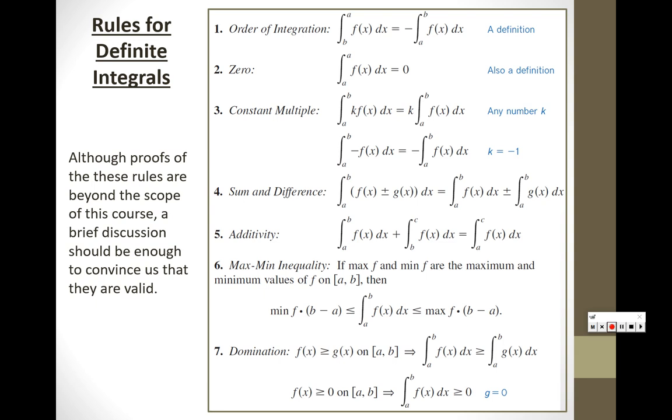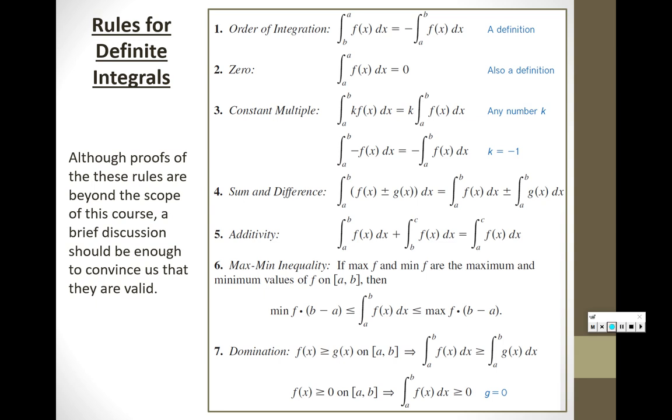These ones are a little harder. If max of f and min of f are the maximum and minimum values of f on a to b, then the integral will be bigger than the minimum rectangle, and it'll be smaller than the maximum rectangle. And I've used rectangle as a word on purpose to say you'll be trapped between your minimum and maximum values. Maybe that needs a little picture. Yeah, that's the examples next. So I need a little picture of the min-max thing.